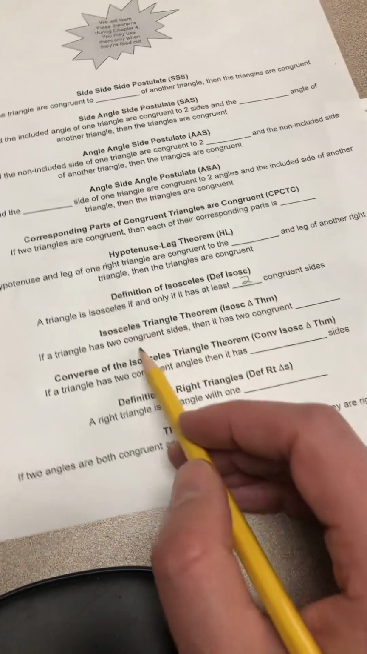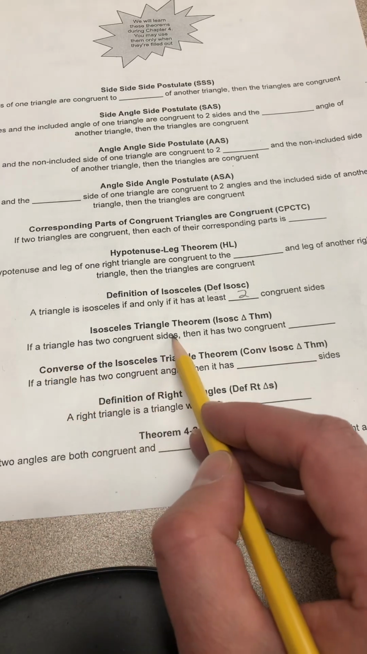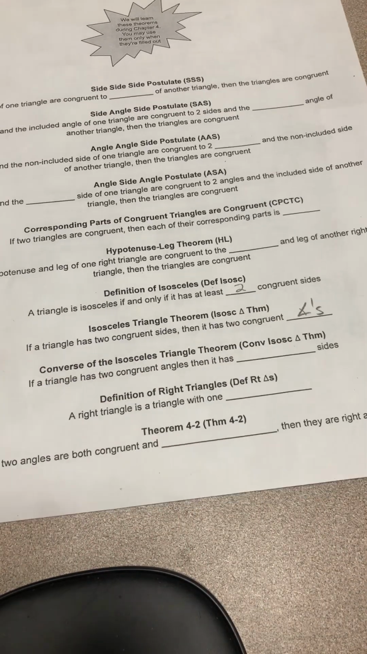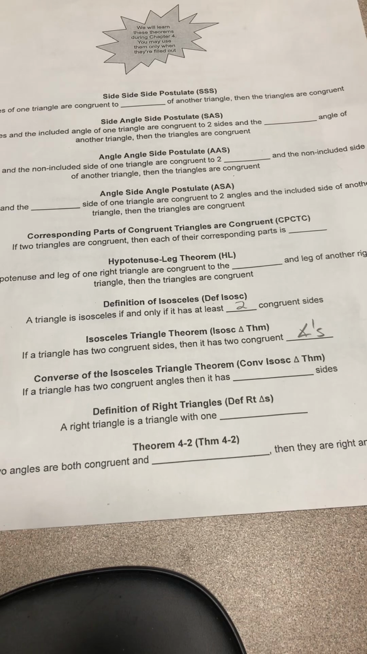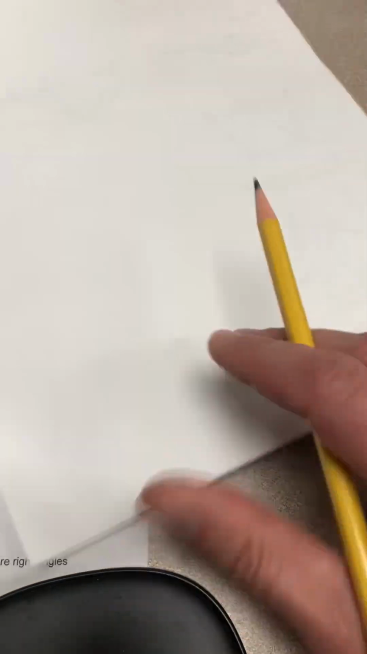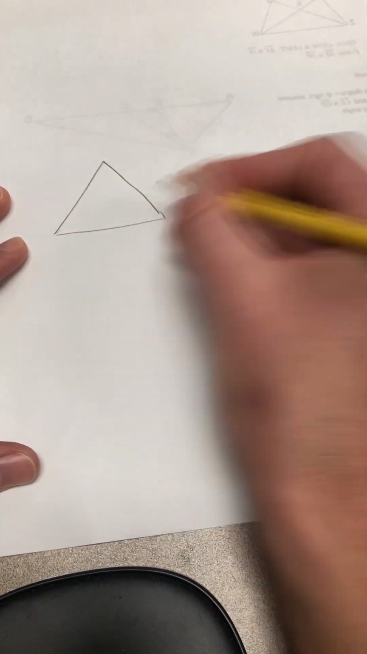All right, so here it is, isosceles triangle theorem. If a triangle has two congruent sides, then it has two congruent angles. And the angles have to be opposite the sides. Now, there is a converse to this theorem. I'm going to do the proof super fast. You don't have to write this down, and if you really don't care, you can fast forward.